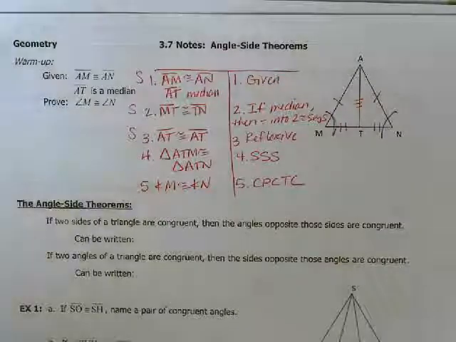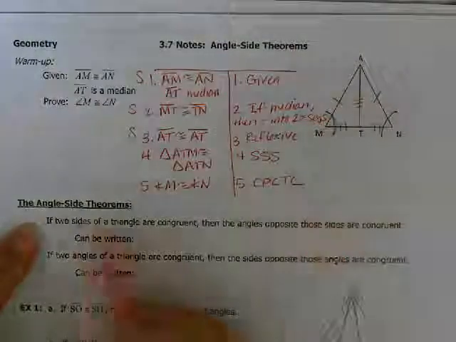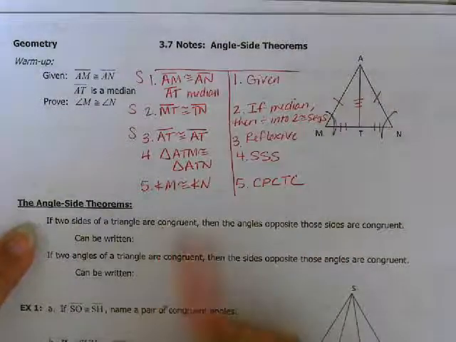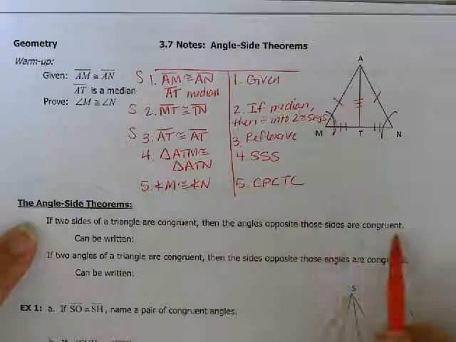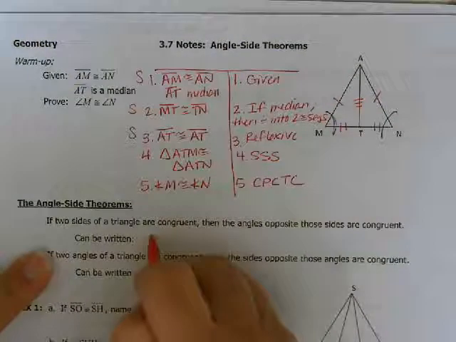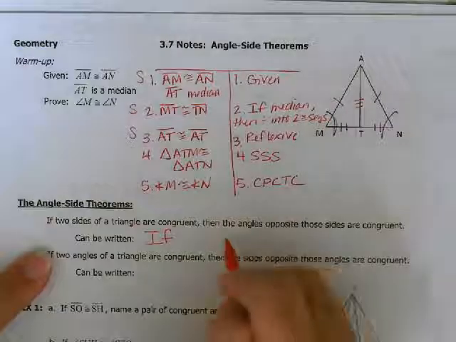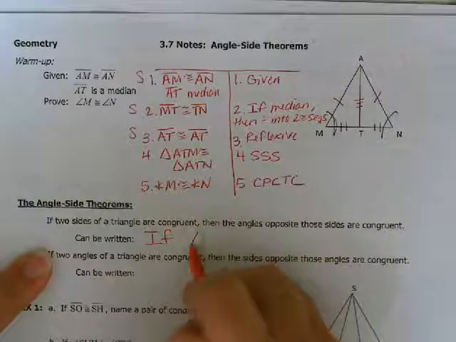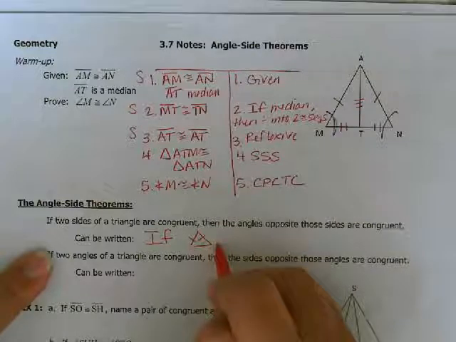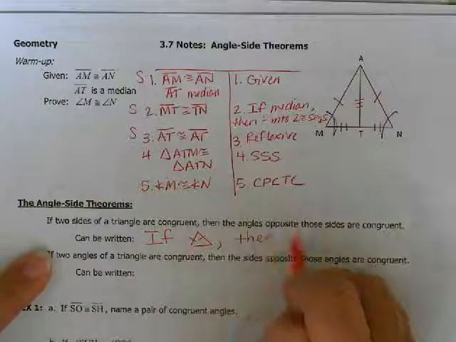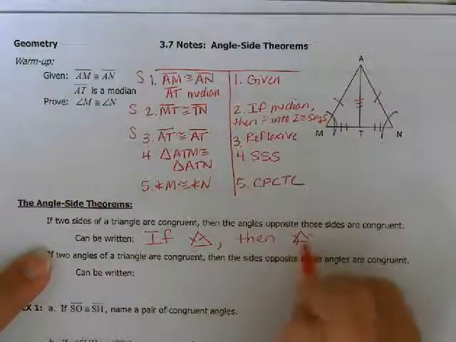And that's our first angle side theorem, which says that if two sides of a triangle are congruent, then the angles opposite those sides are congruent. And you can write this symbolically in your proofs by writing if and then draw a triangle with two sides marked congruent. Then you draw a triangle with the base angles marked congruent.